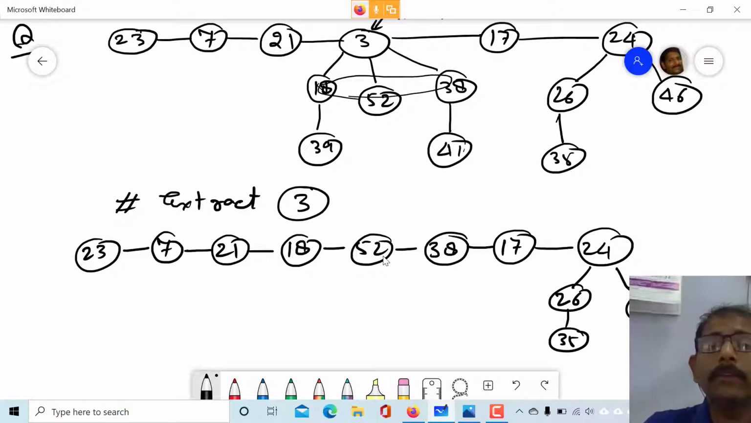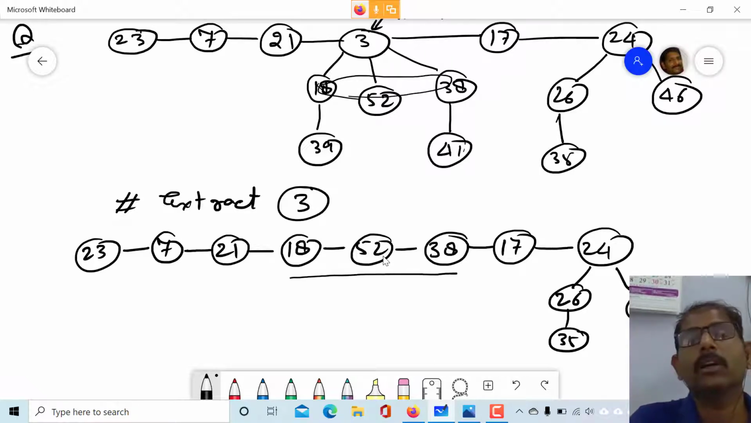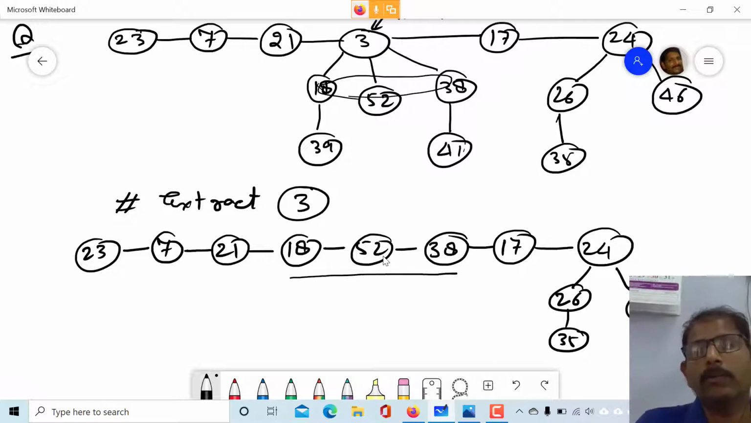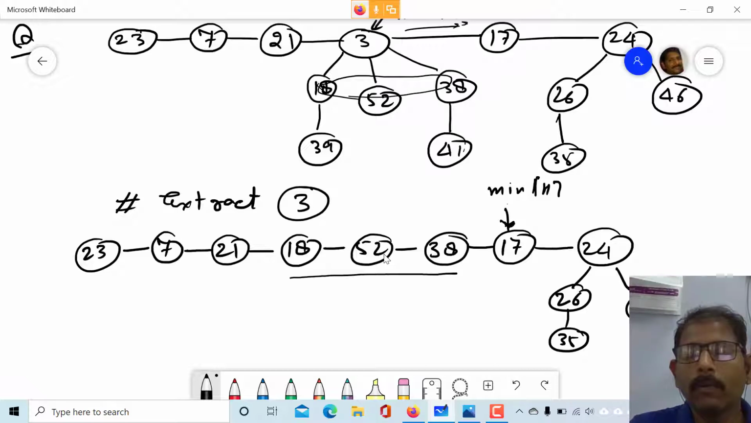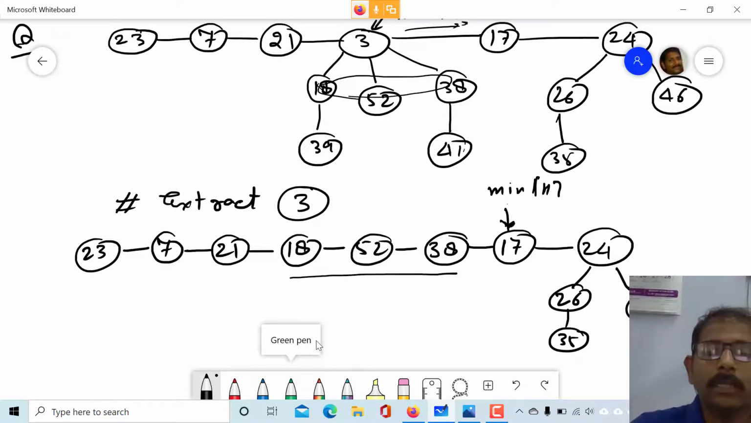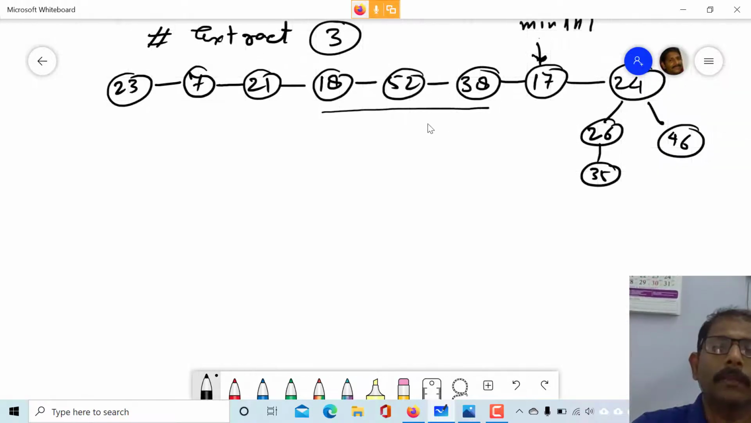Because 18, 52 and 38 are newly shifted to the root side, and 3 was the minimum node, the minimum key will be transferred to its neighboring node, that means 17. So 17 will now hold the min h pointer. By now min h is 17, because it is a newly constructed heap.